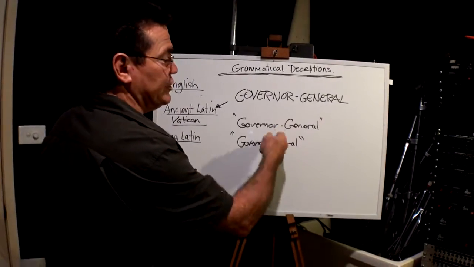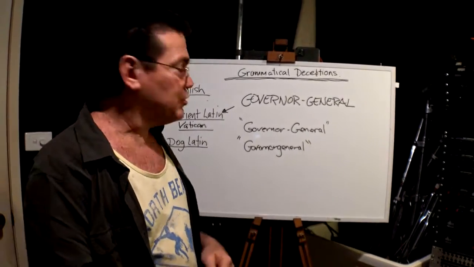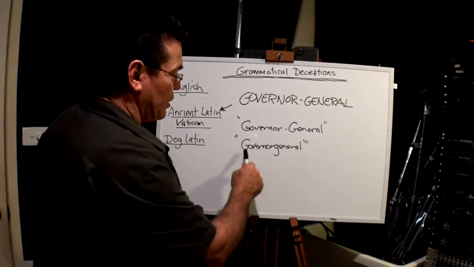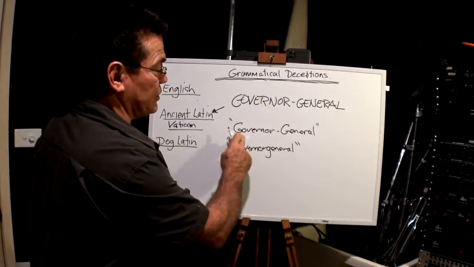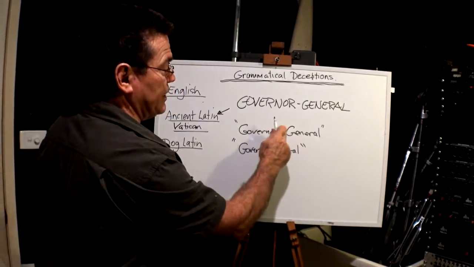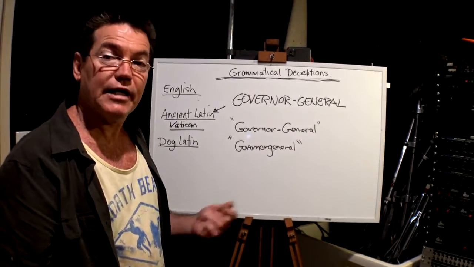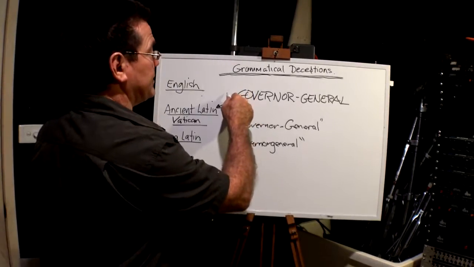The hyphen is used until eventually, as time goes by, the word becomes one. But at this present time in the dictionary, there is no such word as Governor General, and there's also no such word or name as Governor-General with a hyphen. It does not exist in the English language.